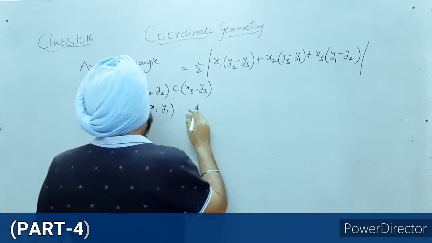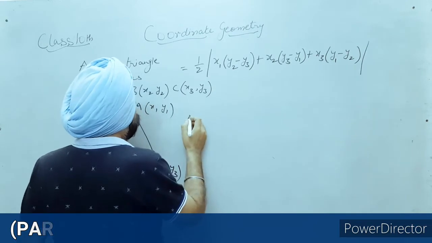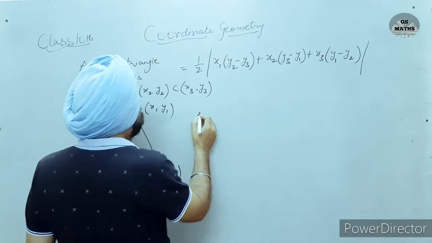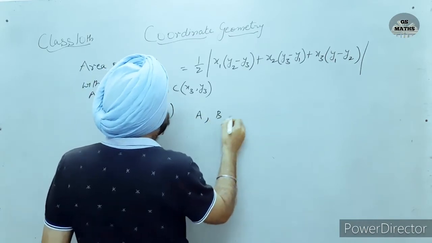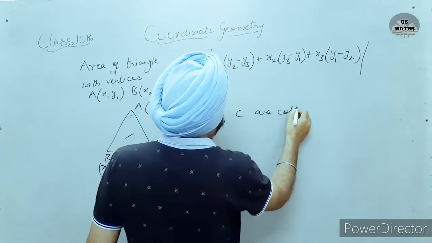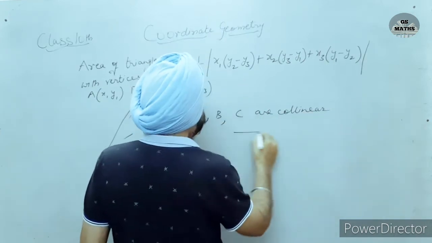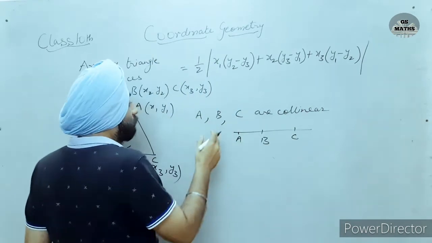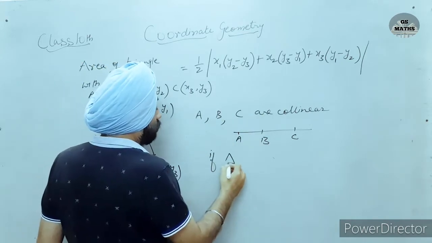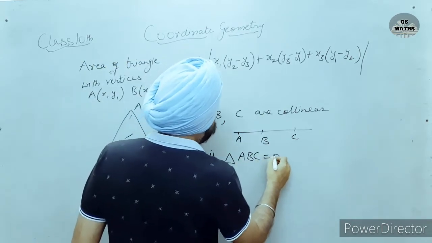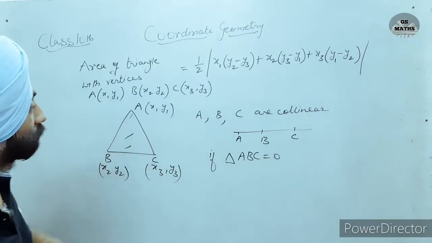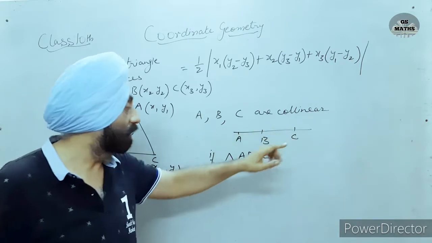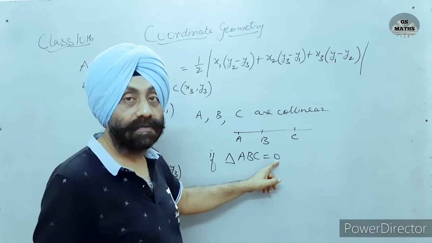Now one more thing I discussed in my last lecture is that the points A, B, C are collinear. Collinear means they lie on a single straight line. They are collinear if the area of triangle ABC is equal to 0. This is the condition for the 3 points to lie on a single straight line, so the area of the triangle ABC must be equal to 0.